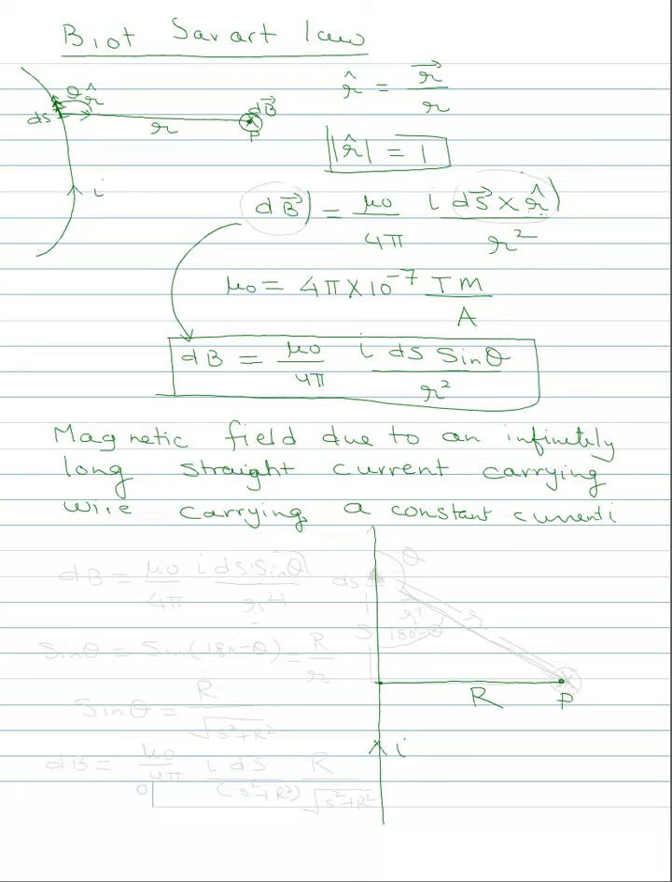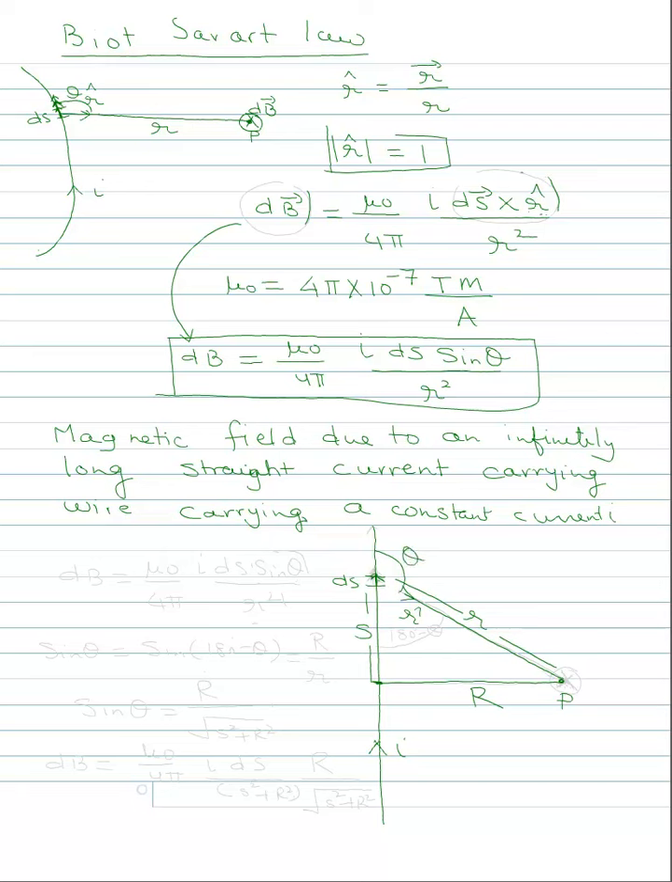Let's first take some current element ds at some point. Let's say if this is my origin, then let's say that the current element ds over here, which is in the direction of current like this, is at a distance s from this origin. So this distance here is s. Then, first of all, let's join this current element with point P here, and this is the direction of unit vector r hat, and the distance over here is basically r. And notice that this is what we call angle theta here.